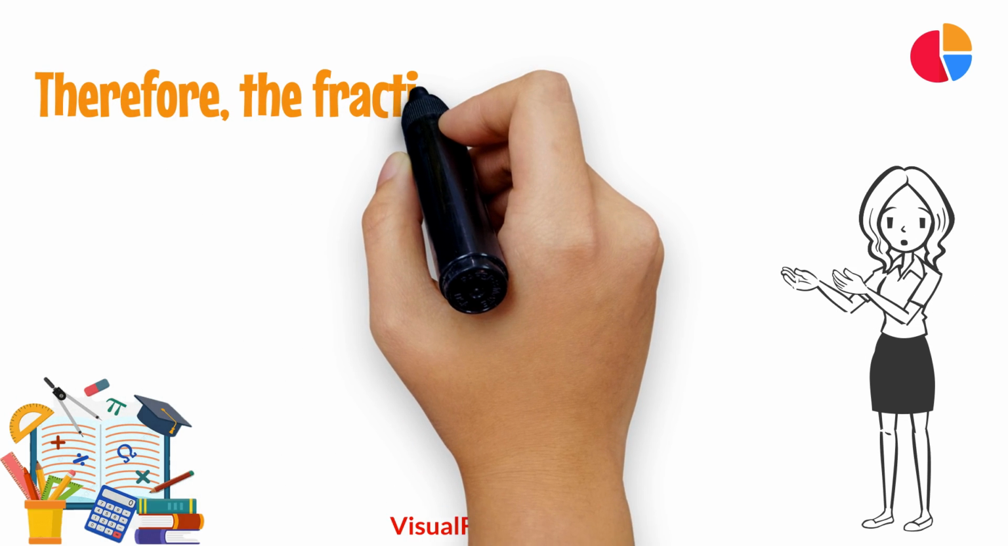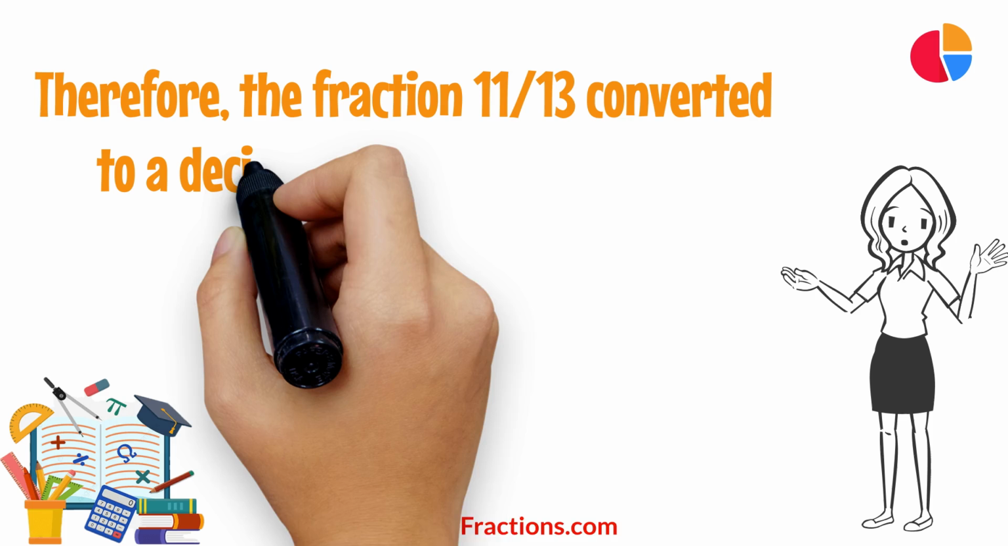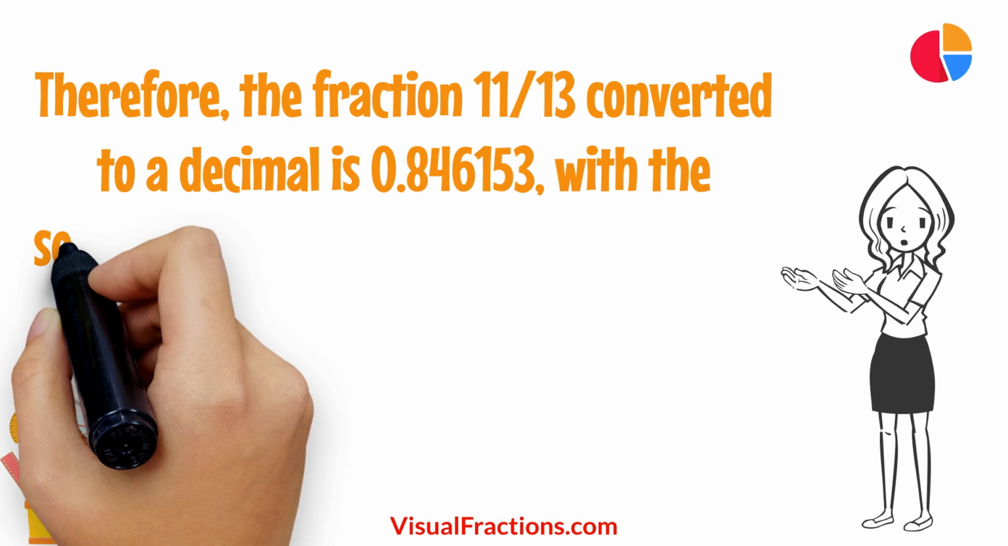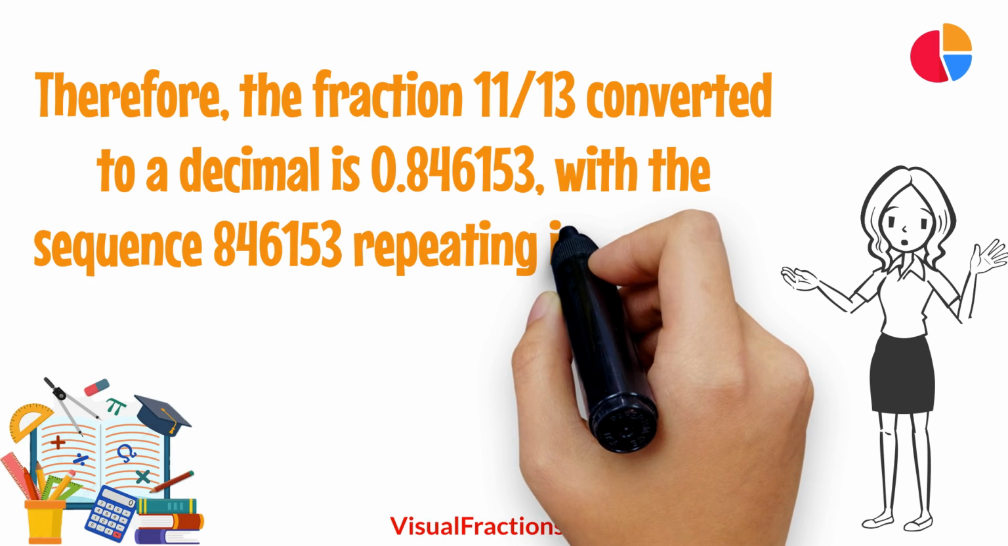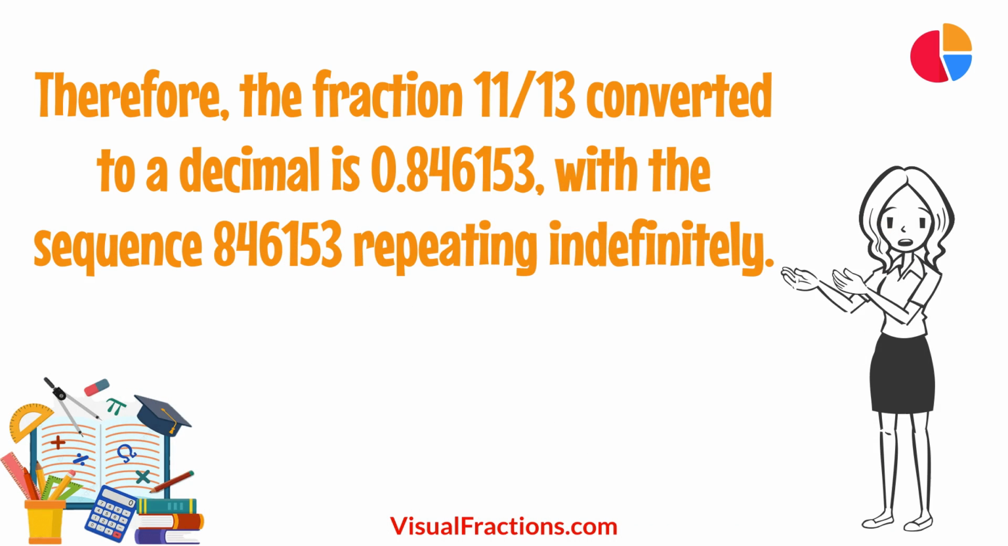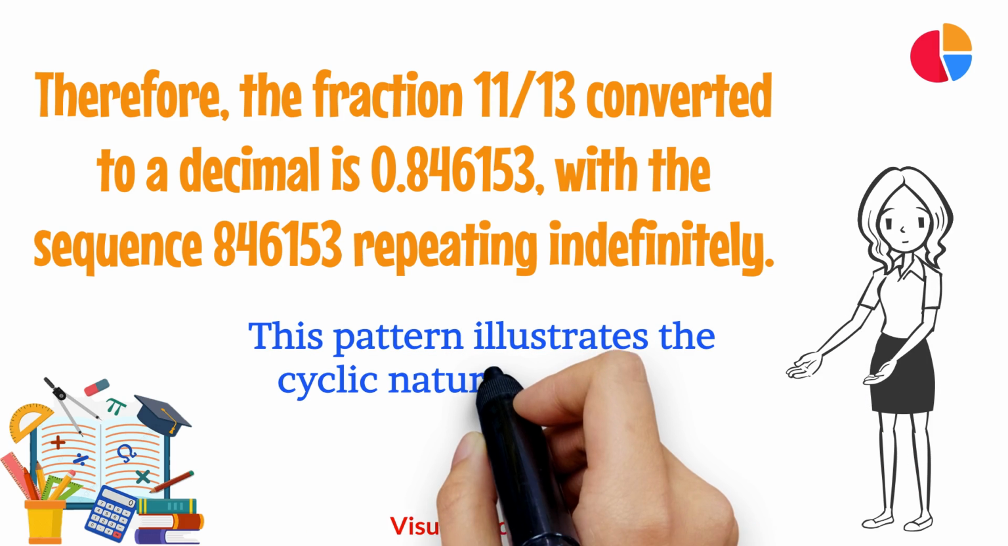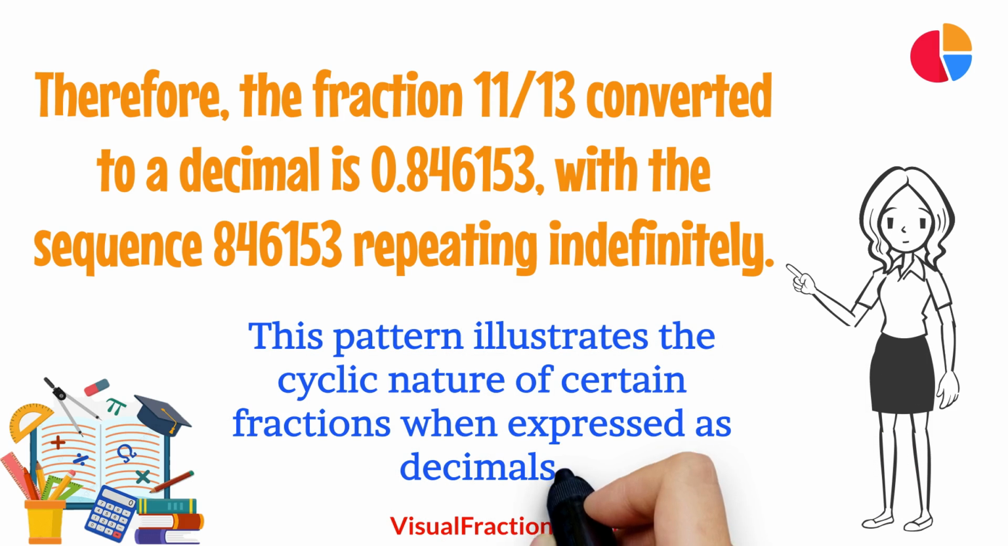Therefore, the fraction 11/13 converted to a decimal is 0.846153, with the sequence 846153 repeating indefinitely. This pattern illustrates the cyclic nature of certain fractions when expressed as decimals.